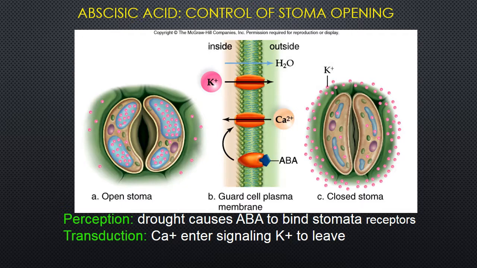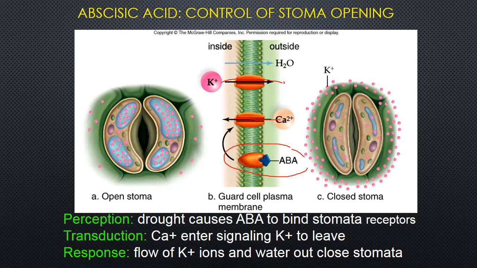And so, let me get my little marker here. Okay, so here it is. ABA binds to the receptor, and then once it does, calcium comes in and causes potassium to leave. So that's the signal transduction pathway. And the response is that the water follows the potassium ions out of the guard cells and the stomata closes. Okay, so abscisic acid then acts as a controlling mechanism for closing the stomata.